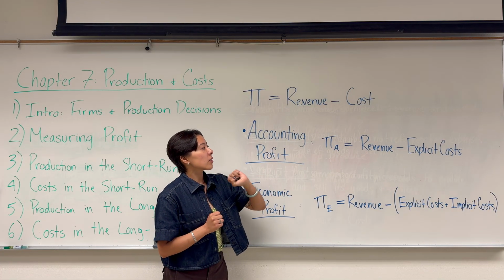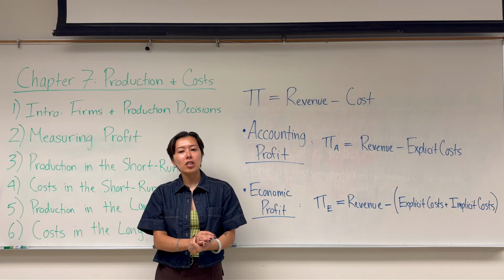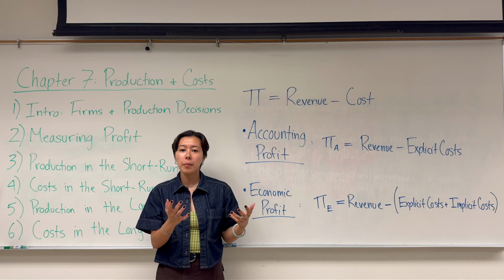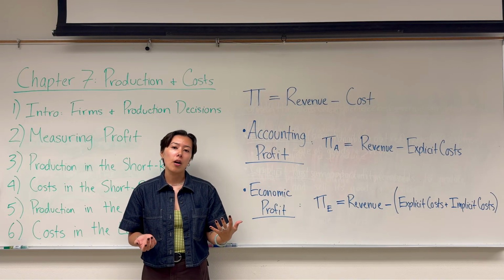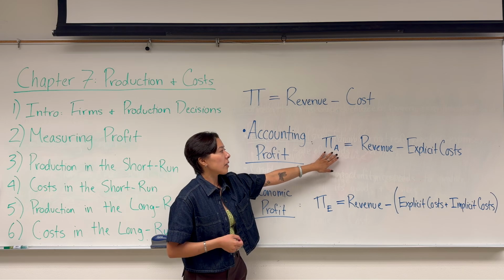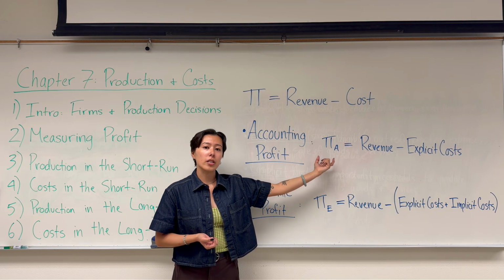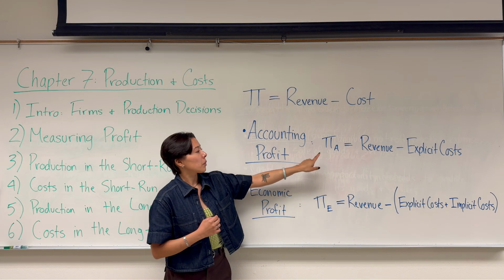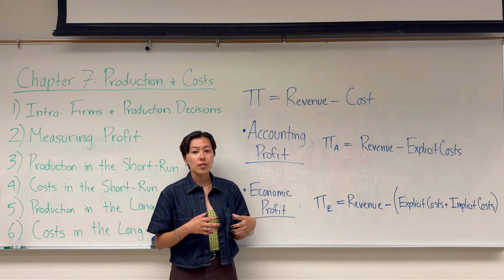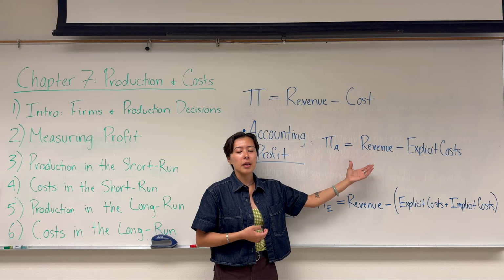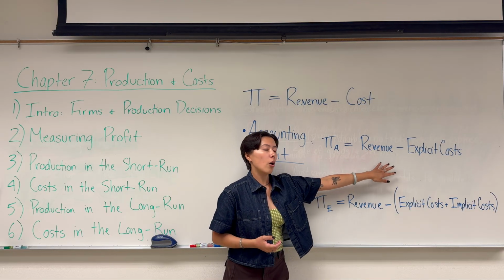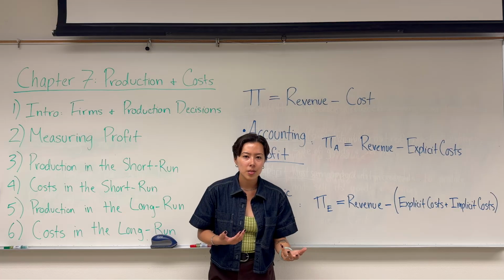So if we're only considering these explicit costs, these tangible out-of-pocket costs for our inputs, then what we're calculating is actually something called accounting profit. So when we're talking about accounting profit, we're still going to use this Greek letter pi to represent profit, but we're going to put this tiny a next to it just to denote that this is accounting profit. And so accounting profit is calculated by taking our revenue and subtracting only our explicit costs.